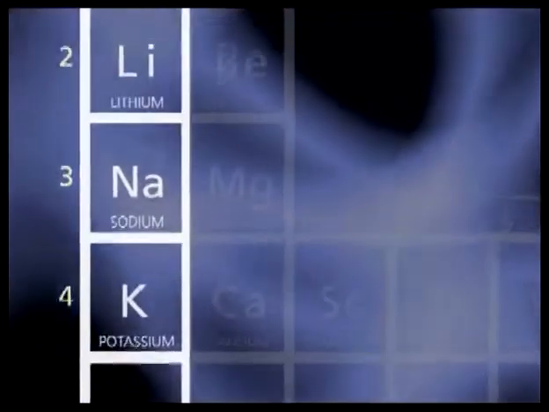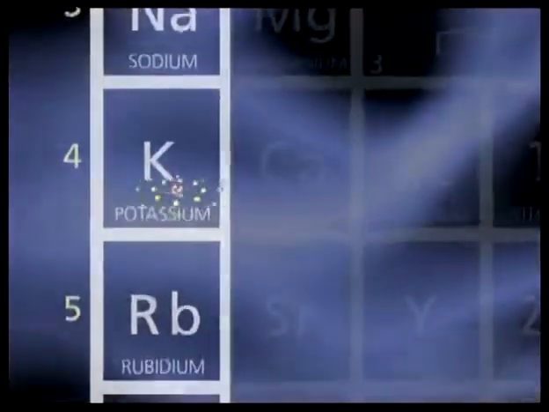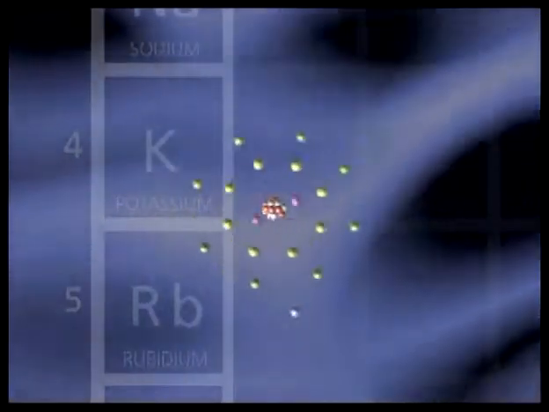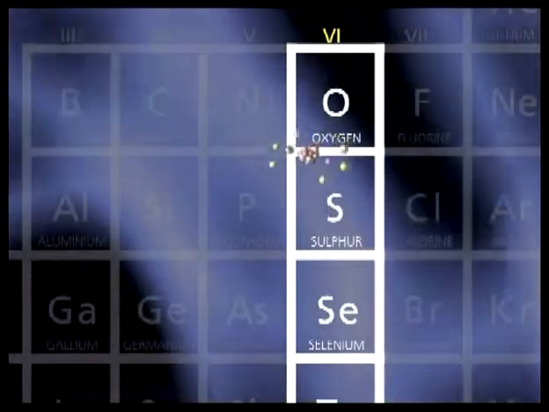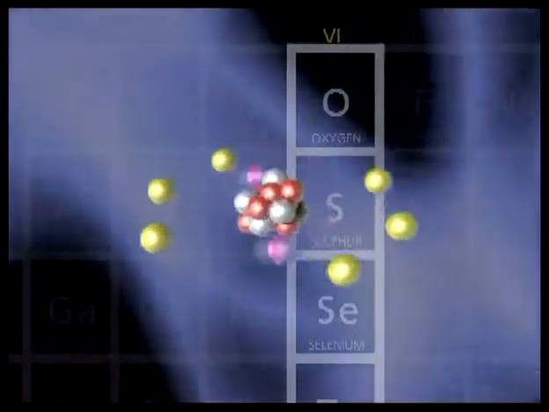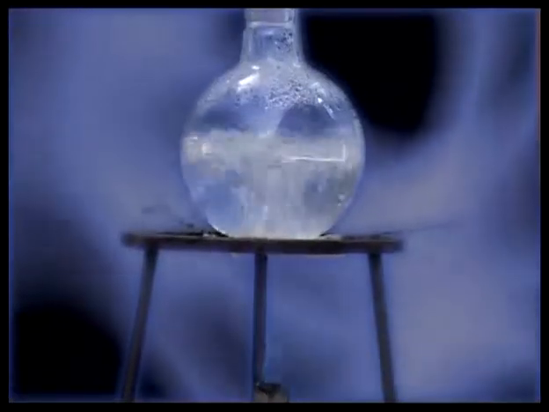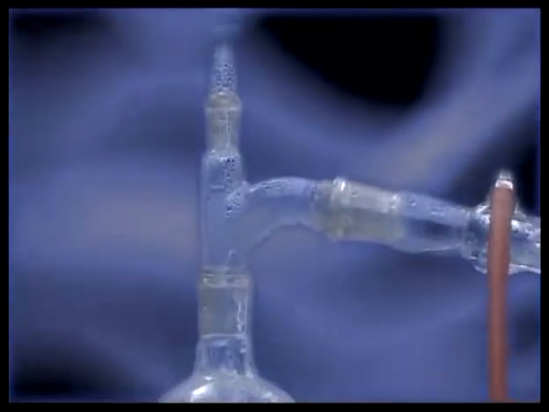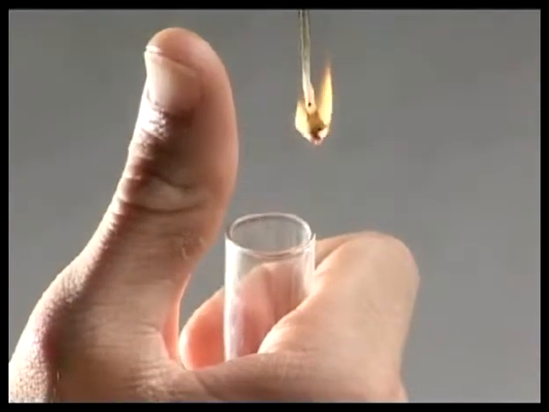For example, in the first vertical column or group, the elements lithium, sodium, and potassium are connected by the fact that each element has only one electron in its outer shell. In contrast, the elements in the group headed by oxygen all have 6 electrons in their outer shell. Mendeleev determined that these similarities would be important to determining the relationships between the elements. Modern-day chemists know the number of electrons in an atom's outer shell will determine its behavior.